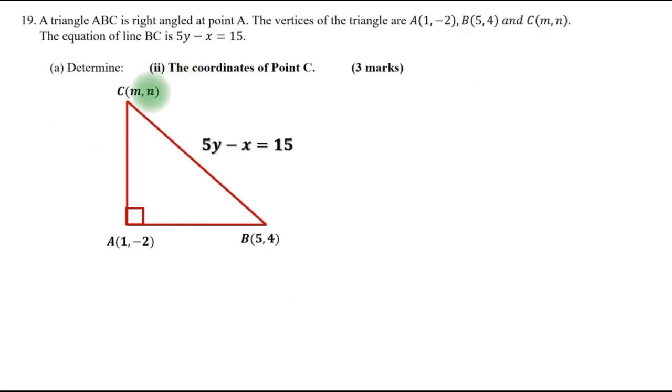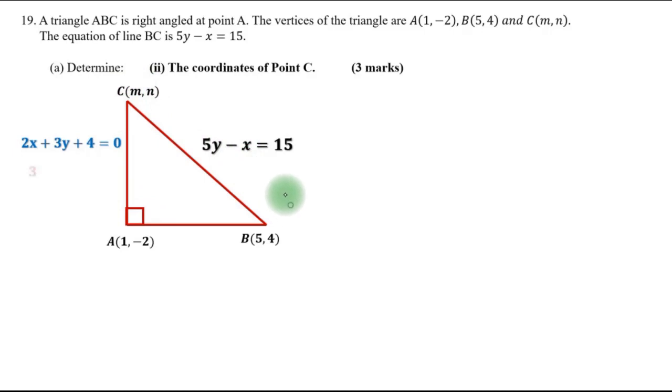Then part (ii) of part A, the coordinate of point C. In this case, I want you to consider lines AC and BC. C is a common point. If we form two equations, we can solve for the unknown values. Here, this is the equation of line AC. We solve the simultaneous equations for x and y values, which will be the coordinate of point C.